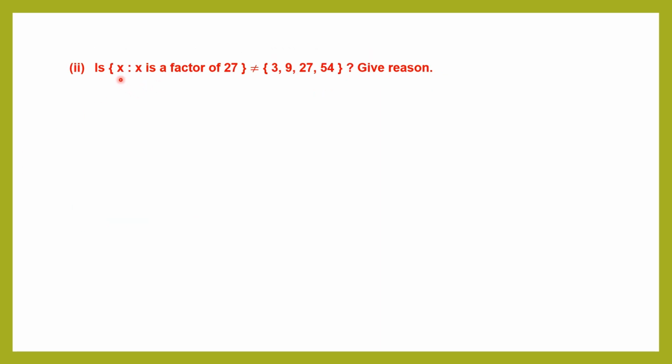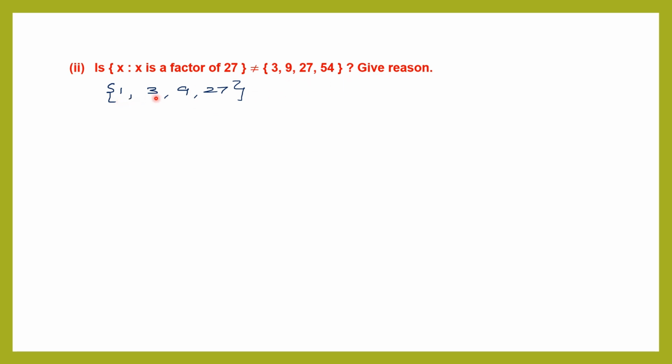Question 2. Here {x : x is a factor of 27}. So we have to write down all the factors of 27, and here it says it's not equal to this set. So this set is not equal to this set. So let's see if that statement is true. So let's write all the factors of 27. 1 into 27 is 27 and 3 9s are 27.